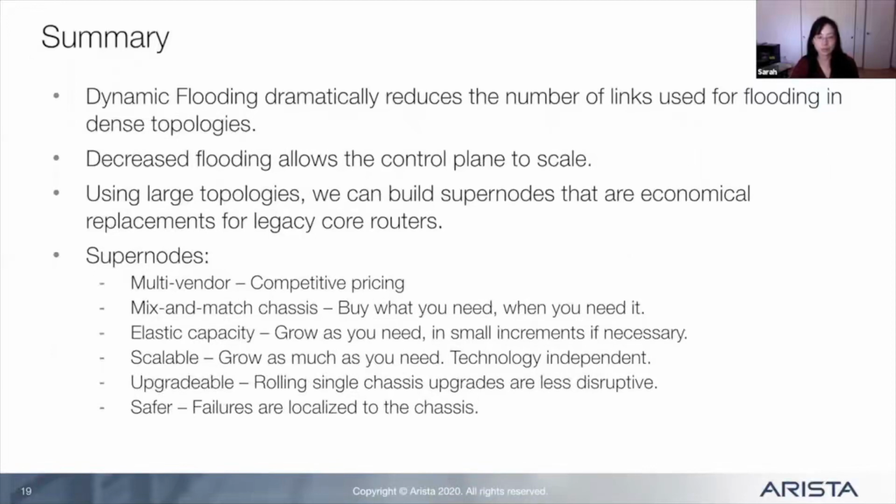And software upgrade is much easier. Instead of having a single chassis upgrade, you just incrementally upgrade the routers one by one, which is less disruptive. In the legacy architecture, if both core routers are lost, then the entire site is lost. With the supernode architecture, the chance of losing the entire supernode is very minimal.